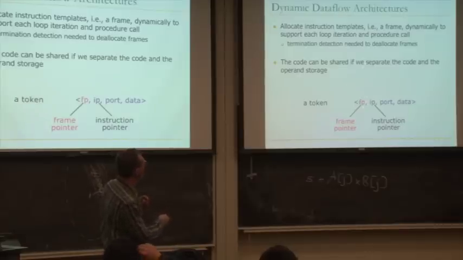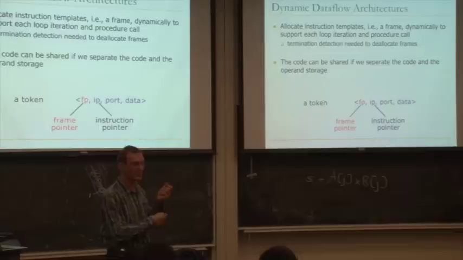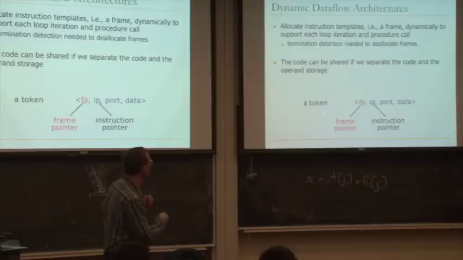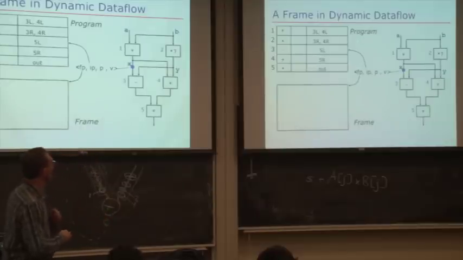And now your token is tagged with a frame pointer. And this frame pointer could be the iteration count, and it could be where the function was called from. Right? You need to handle these differently. Now the token is expanded. You cannot just have an instruction, but you need to have which instance of that instruction that this data belongs to. Make sense? It's simple.